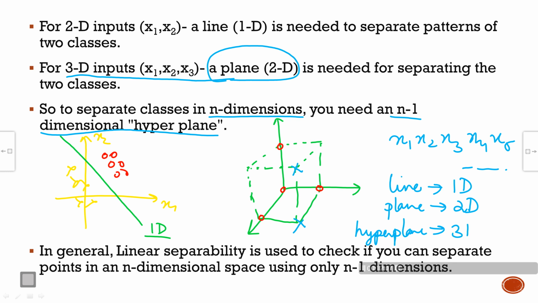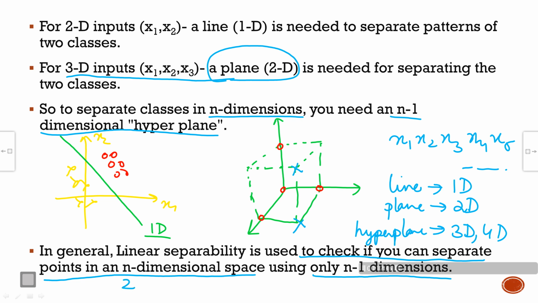So a hyperplane is used to separate three-dimensional, four-dimensional, five-dimensional inputs, etc. So in general, what is linear separability used for? Linear separability is used to check if you can separate points in n-dimensional space using only n minus 1 dimensions. So what does it mean?